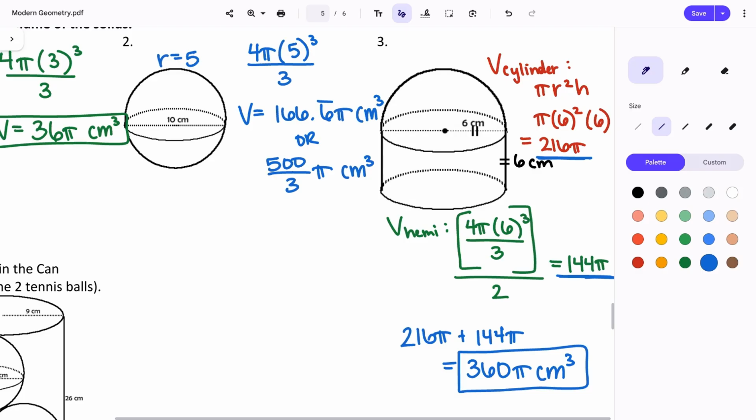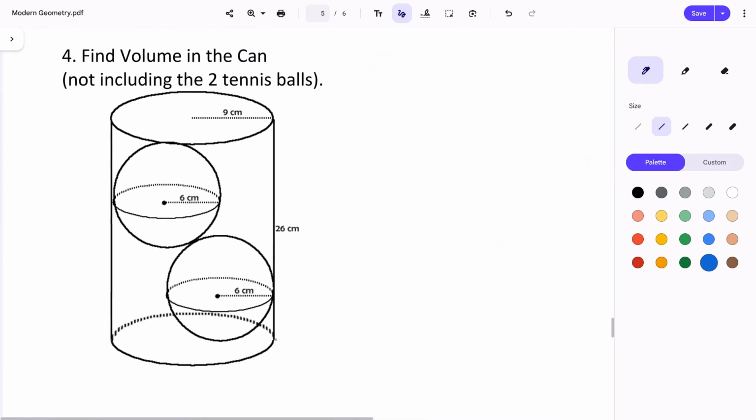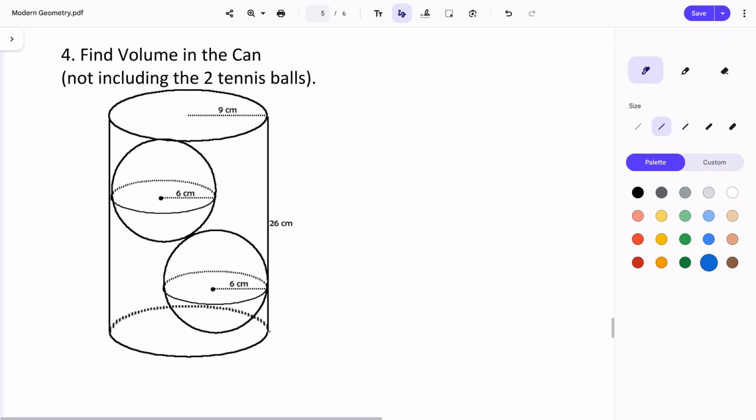All right, we've got one last problem here. We want to find the volume in this can, not including the 2 tennis balls. So I want to figure out what's left in the can. So all that space on the edges or the outer sides of those tennis balls, that's what I want to find the volume of. I would need to start by finding the volume of the entire can first, like if it was completely empty. So if there were no tennis balls at all, I would want to know what the total volume is here. What shape is the can?